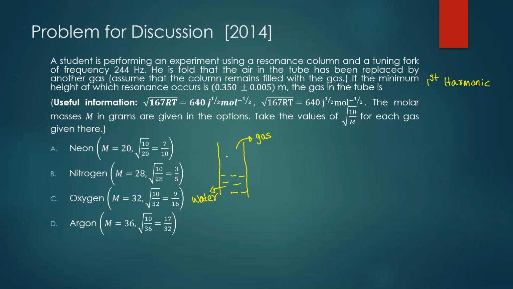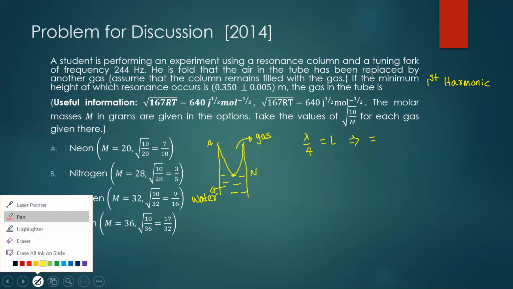So here, if I consider a displacement, at the water end there should be a node, and at the open end there should be an antinode. Okay, so you should get some picture like this. So the distance between antinode and node is lambda by 4. Okay, so we can say lambda by 4 is L. So lambda is 4L here.